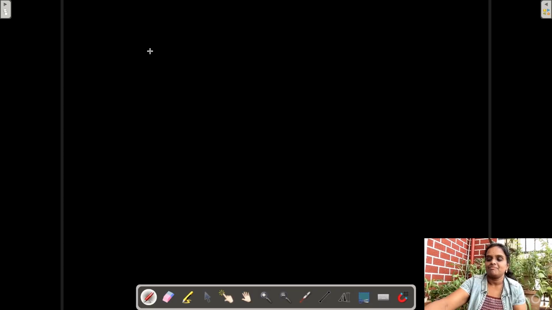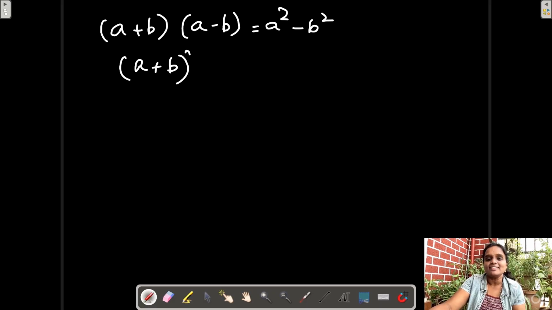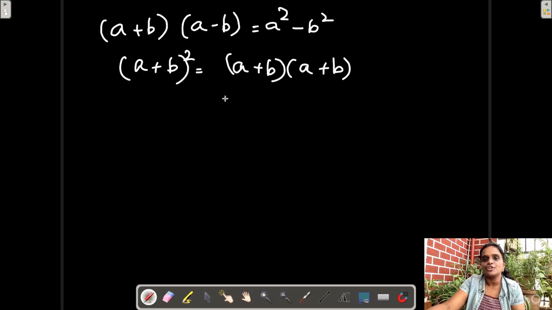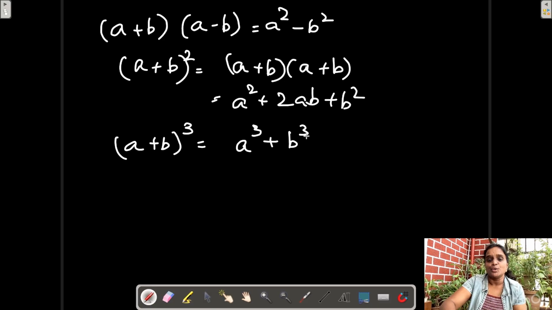Now, what is (a plus b) into (a minus b)? That is nothing but a square minus b square. What was (a plus b) whole square? That is nothing but (a plus b) into (a plus b), which is equal to a square plus 2ab plus b square. Now guess what would be (a plus b) whole cube? Is it a cube plus b cube? No, so many kids make this mistake. It is not a cube plus b cube. Let's dive in and see what (a plus b) whole cube is.